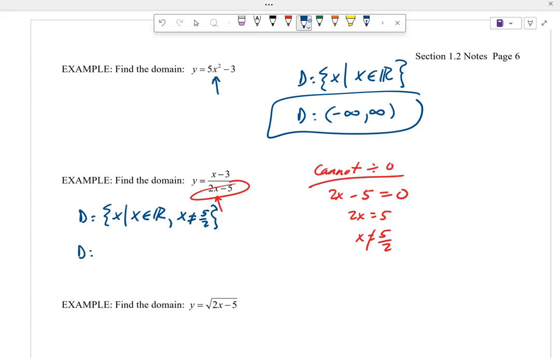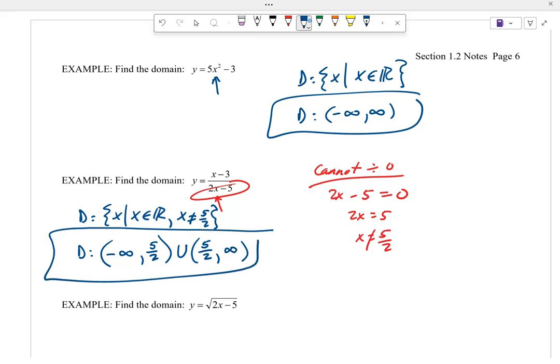In interval notation, I say, well, it's coming from negative infinity up until 5 halves, but it cannot be the 5 halves. That's why I have a parentheses on that. That means it does not touch it. It does not touch the 5 halves again, but it keeps going. There's our domain in interval notation.